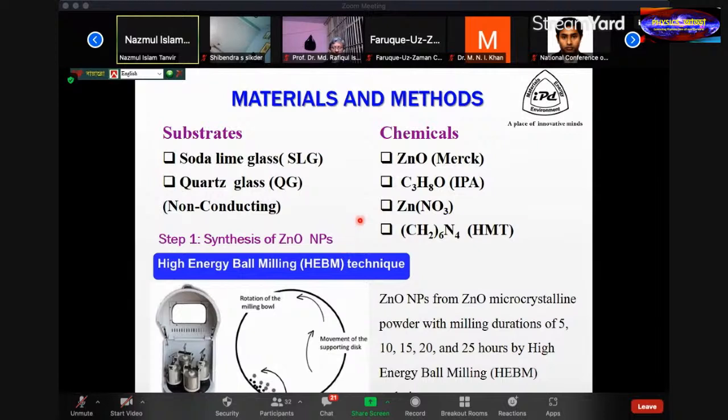We use these materials for synthesis of zinc oxide NPs, that is zinc oxide nanoparticles, and zinc oxide seed layers for growing zinc oxide nanorods. We completed our work in 3 steps. The first step is synthesis of zinc oxide nanoparticles with the high energy ball milling technique, and our milling durations are 5 hours, 10 hours, 15, 20, and 25 hours.